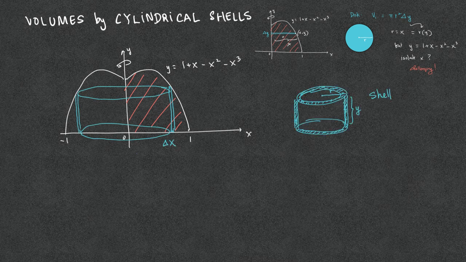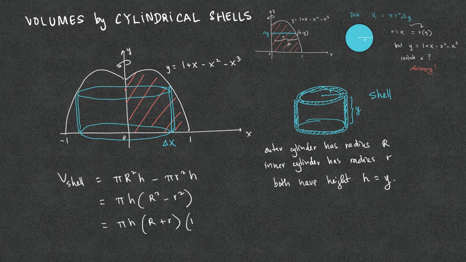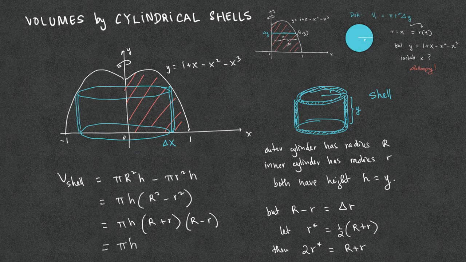And we see that we formed many shells. Each of the shells has an outer cylinder, radius capital R, and an inner cylinder, radius little r. And so the volume of the shell is the outer volume minus the inner volume. But R squared minus little r squared can be factored as R plus r times R minus r. But R minus r is delta r, and if we let r star equal the average of the two radii, then we can rewrite this as 2 pi r star h times delta r.